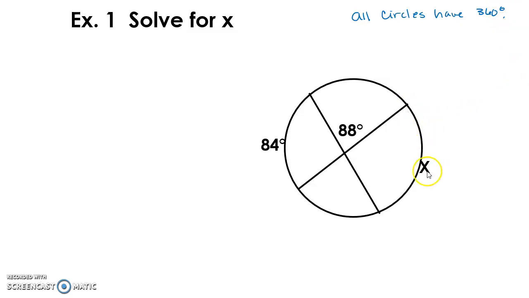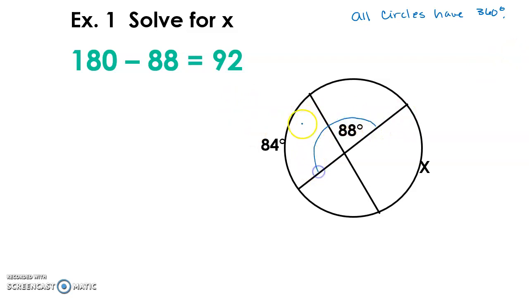So I need to find this arc. Now I have interior angles made by two chords. So first of all, I need to think about the 180 degrees for this linear pair here, or I've got a linear pair with this 88, and I'm doing it with this one because I've got this arc of 84. I know that this angle is now 92 degrees. My formula is that this arc plus this arc divided by 2 will equal the 92 degrees.